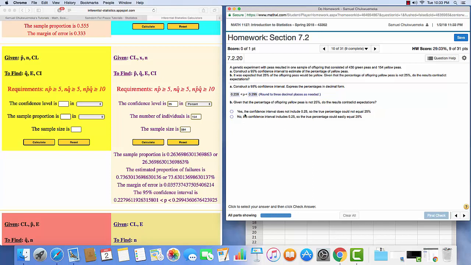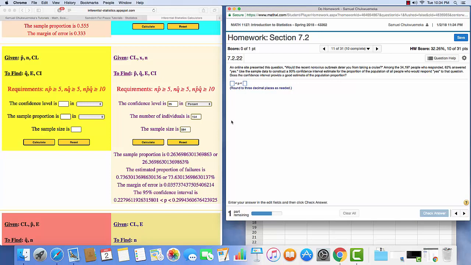The first option is yes, the confidence interval does not include 0.25. And that is wrong because the confidence interval includes 0.25, as you can see. It is included in this. So the true percentage could not equal 25%? That's not true. The second option, no, the confidence interval includes 0.25. Yes, as you can see. So the true percentage could easily equal 25%. Yes.